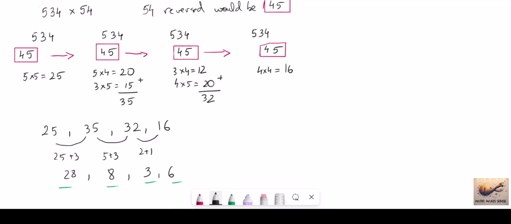I could easily say 534 multiplied by 54 is 28,836. And magic? No, it's just maths makes sense.